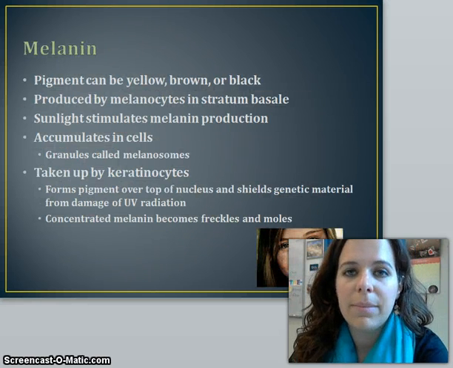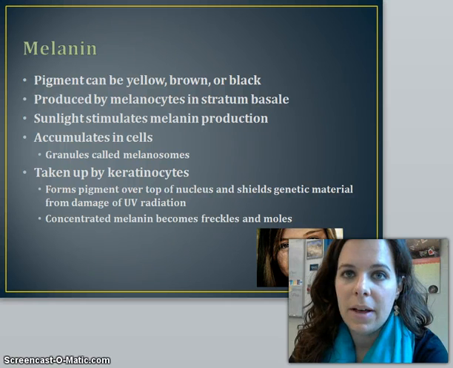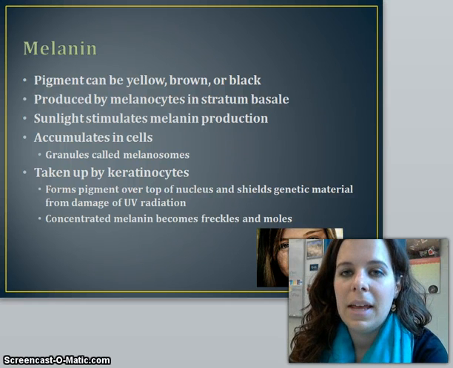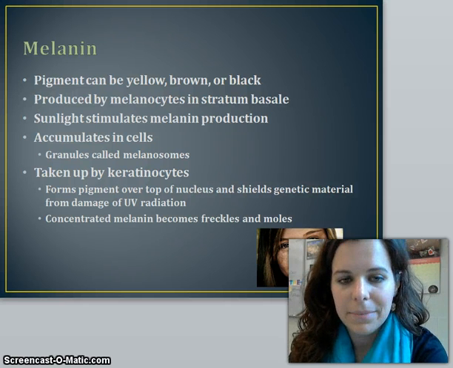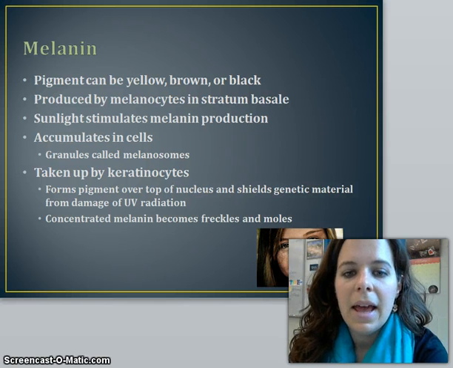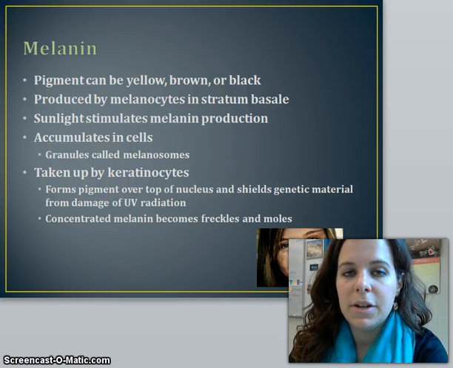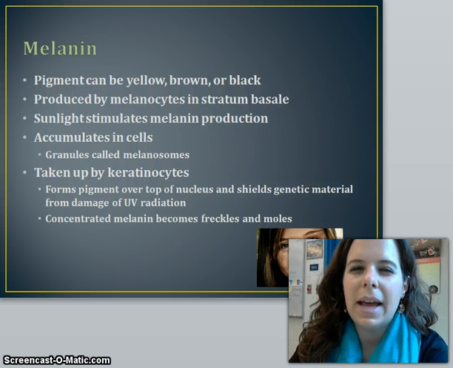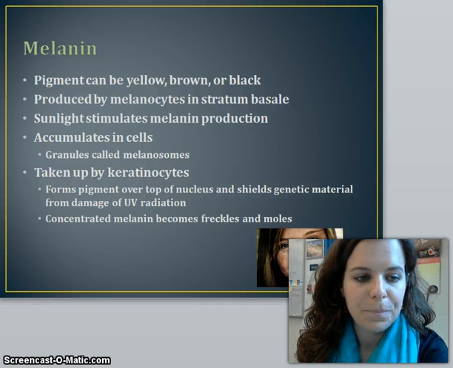In your skin, you have a pigment called melanin. It could be yellow, brown, or black, and it's produced by the melanocytes, cells that produce melanin, in the stratum basale. Sunlight stimulates melanin production. That's why you get tan in the sun. And it can accumulate in cells, and it comes in granules called melanosomes. And they are taken up by the keratinocytes, the other skin cells. What the melanin is going to do is go over top of the nucleus, and it protects the DNA from mutations caused by UV radiation. And the concentrated melanin becomes freckles and moles.